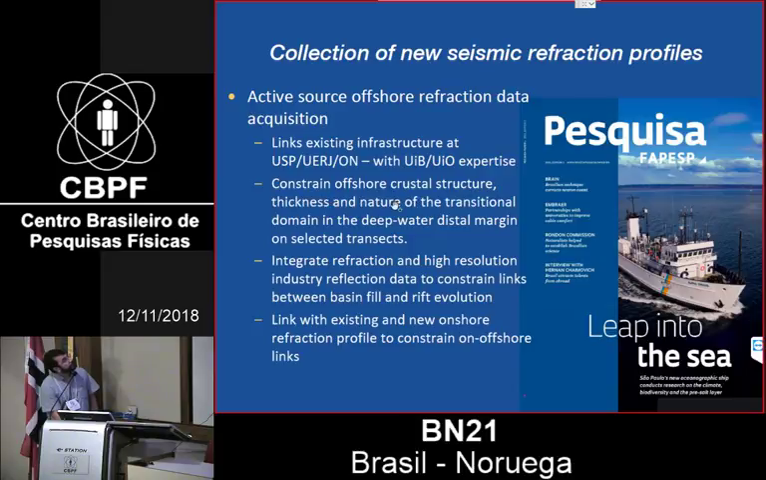The idea is to constrain offshore crustal structure, thickness and nature of the transitional domain in these deep water distal margins, and integrate refraction and reflection data. We have some broadband results to constrain the links between basin fill and rift evolution. And then with those results, we can better constrain the numerical models that are going to be produced also in the framework of the same project.